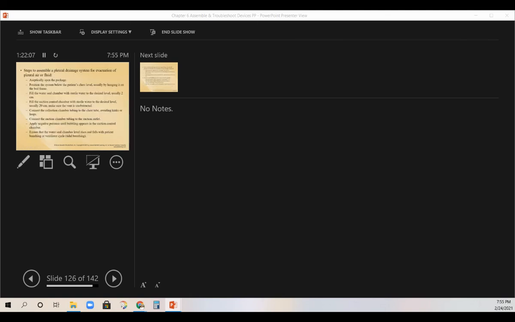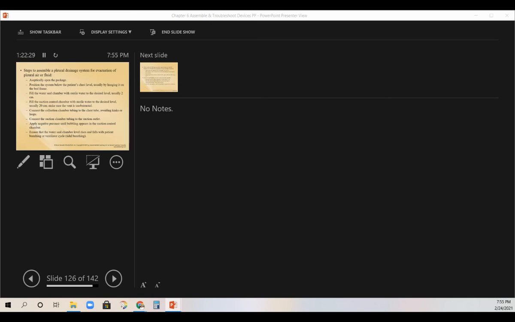Steps to assemble a pleural drainage system for evacuation of the pleural air or fluid. It's aseptic technique, so that means that it has to be sterile, right? Place the system below the patient's chest level, usually by hanging it on the bed frame, you'll see it hanging there. Most of the time you're going to see it on the floor, but on the floor, what's going to happen is you're going to kick it over.